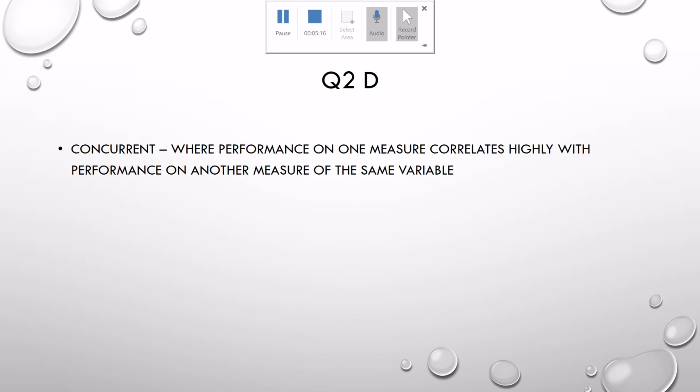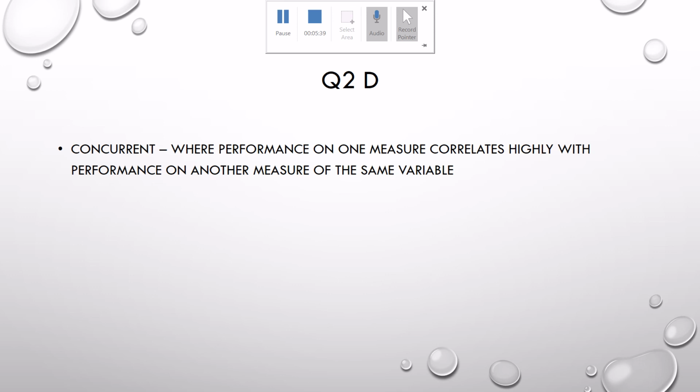And then finally, question D, any 2 of these, you get 1 mark for each, you don't get any more than 2, obviously. So you name 2 types of validity. So if you've named 2, then you get 2 marks, and if you define them correctly, then you get 2 marks as well. So concurrent, when performance on one measure correlates highly with performance on another previously validated measure.